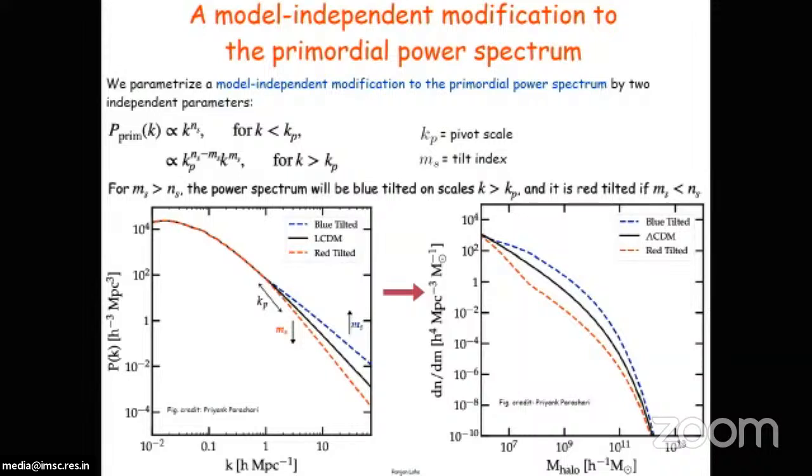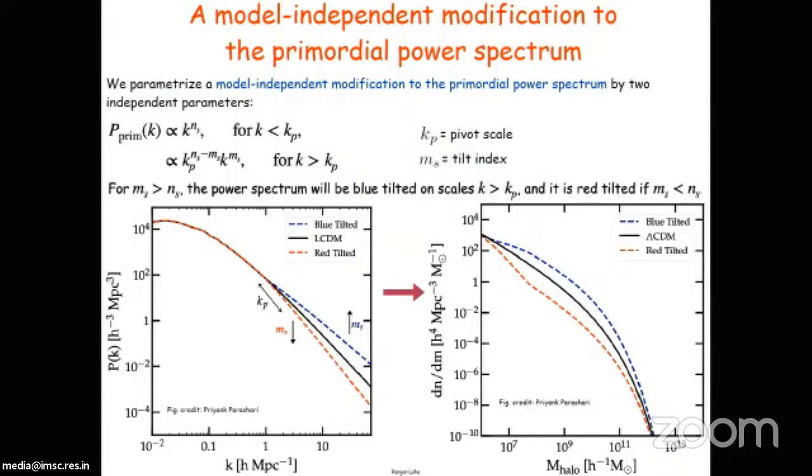This is the Lambda CDM prediction. We have either a blue tilt, where there is more power at large scales, or a red tilt, where there is less power at large scales, right? So this is a standard thing. And then there's a tilt scale where this thing changes like this, right?